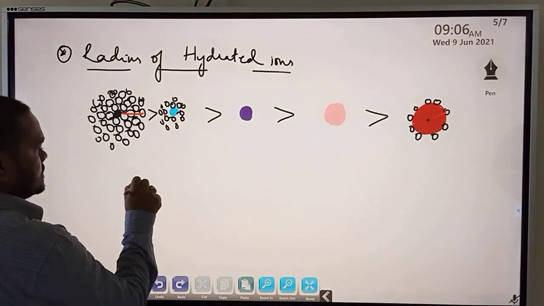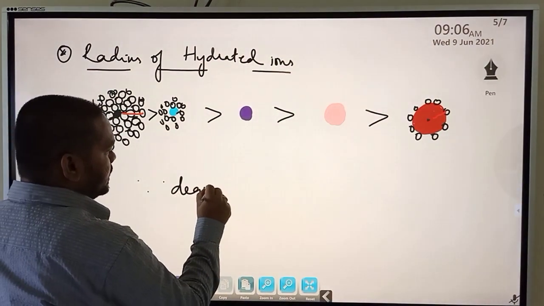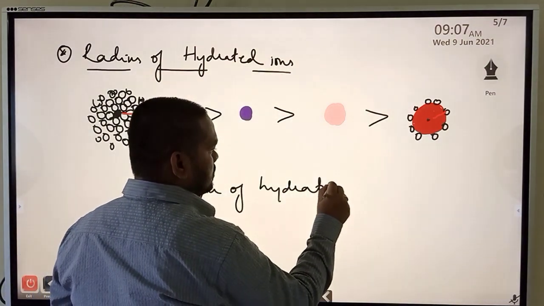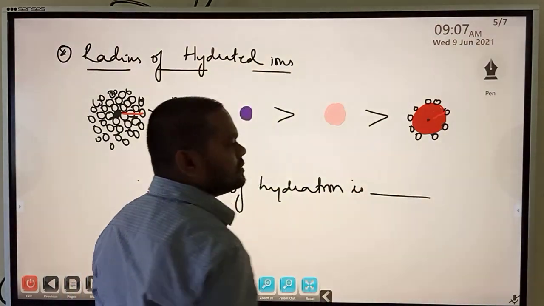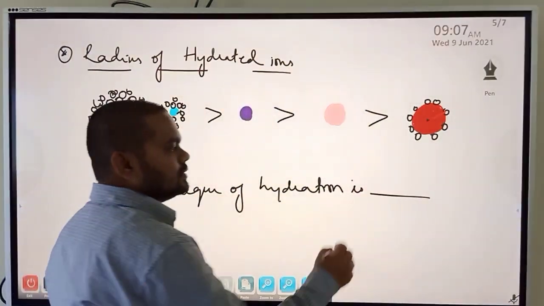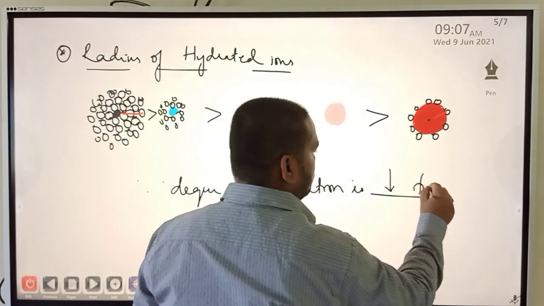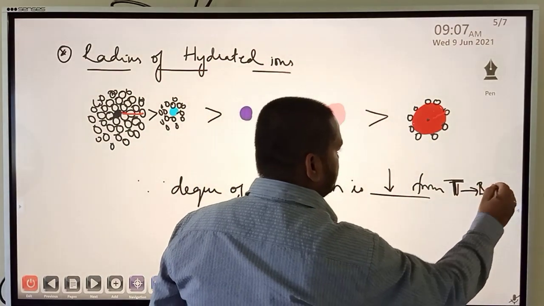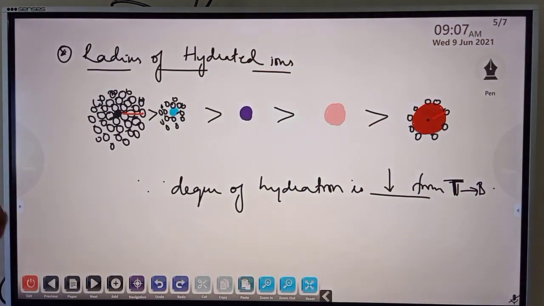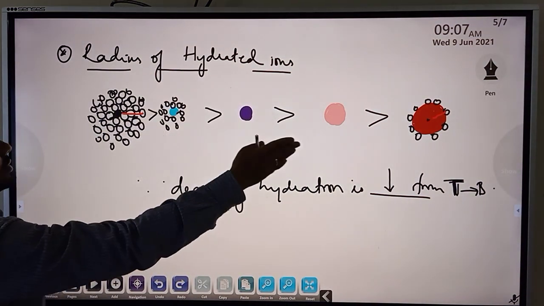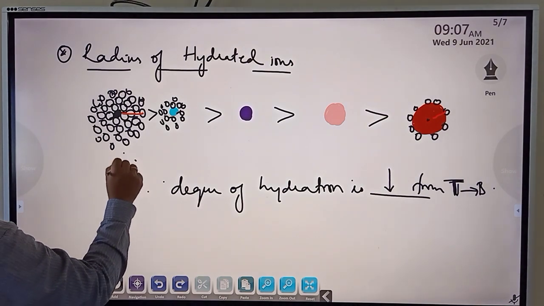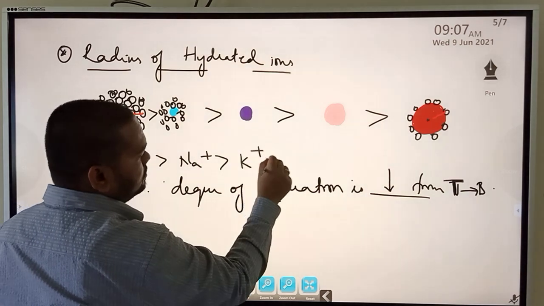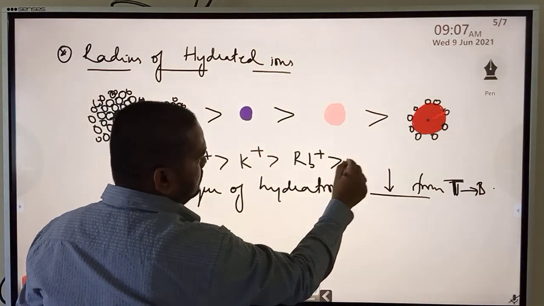The reason is that the degree of hydration is decreasing from top to bottom. So this is the reason that you can give. The radius of hydrated ions is in this order: lithium plus, sodium, potassium, rubidium, cesium.